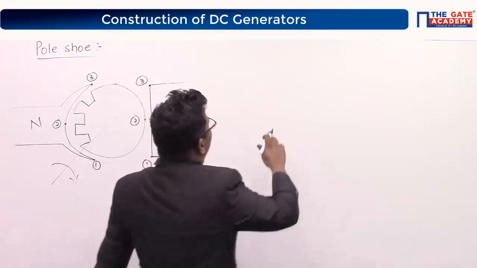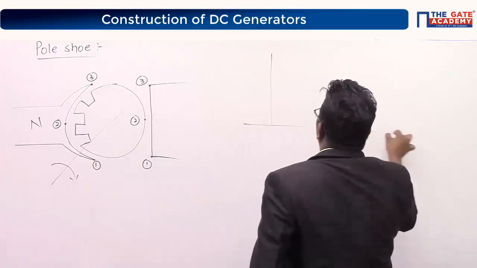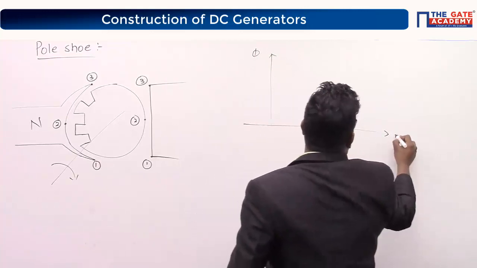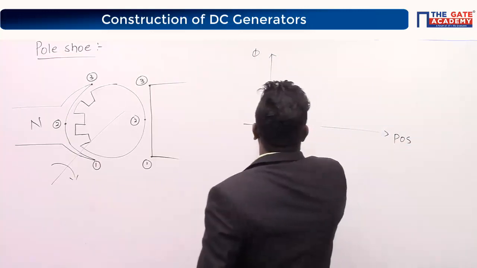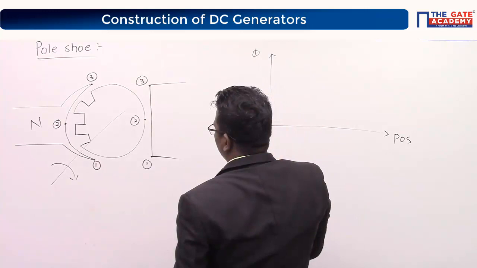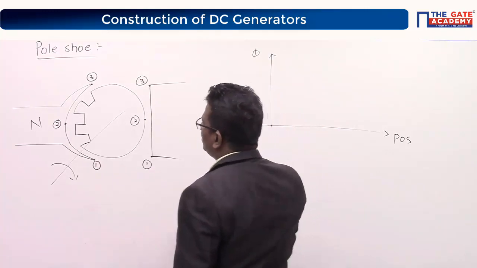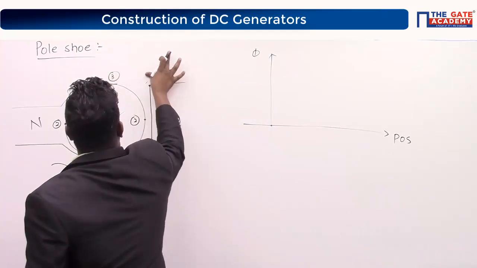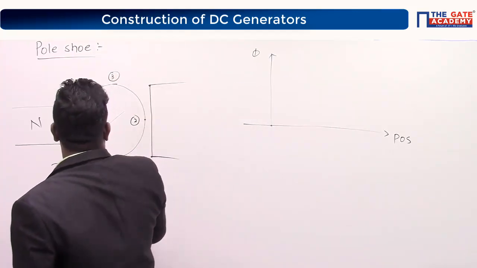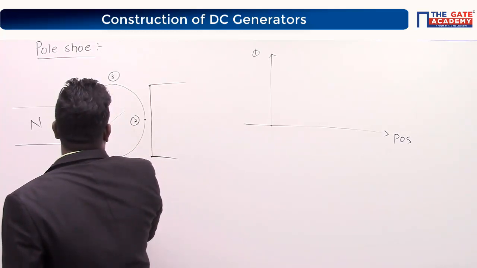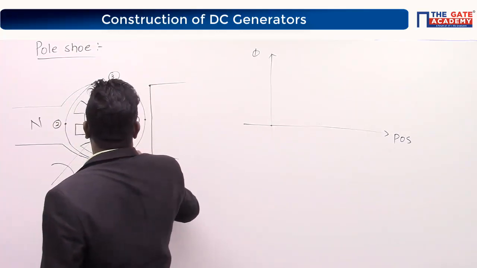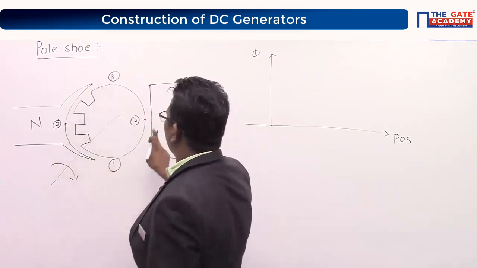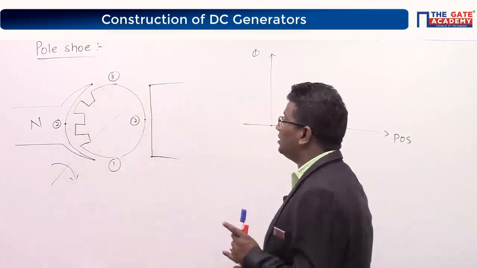Now I would like to take flux on the y-axis and position on the x-axis. I have 3 positions. It is better to take them exactly in the middle, so it would be very easy for us. 1, 2, 3. Total 3 positions I have taken. Concentrate, don't miss any point.